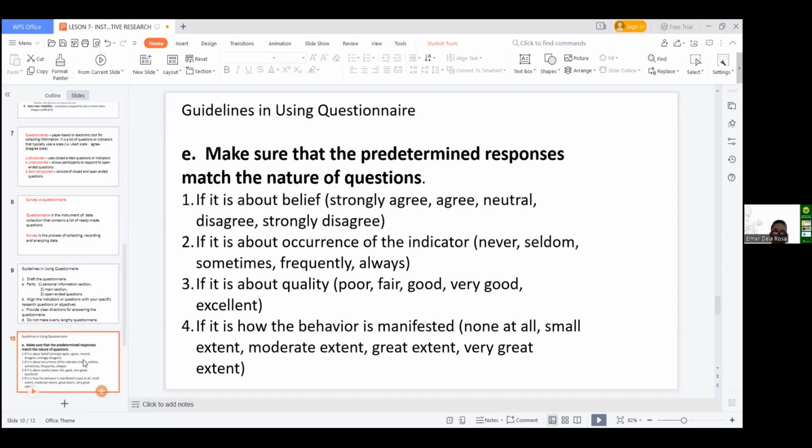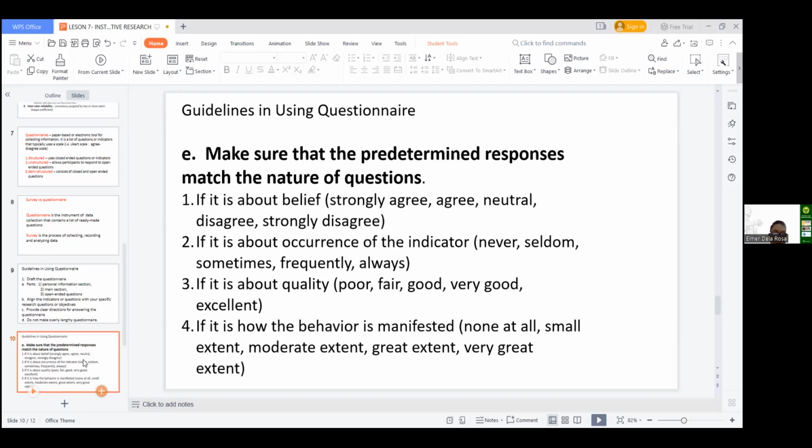If it is about occurrence of behavior, then you use measures of occurrence such as never, seldom, sometimes, frequently, always. If it is about quality of something, then you use qualitative responses such as poor, fair, good, very good, excellent. If it is how the behavior is manifested, these are the advised predetermined responses like none at all, small extent, moderate extent, great extent, very great extent.